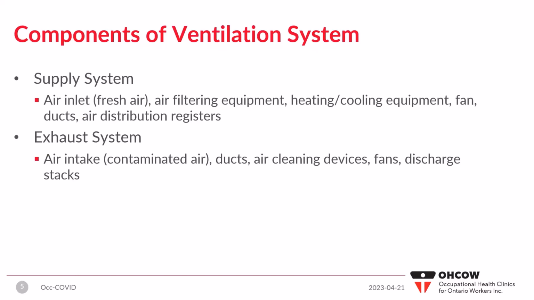When we look at a ventilation system, just briefly, there's the supply side and the exhaust side. The supply side has the air inlet, air filtering equipment, heating or cooling equipment, a fan, ducts, and then distribution registers. The exhaust side has the intake, so it's basically the reverse: ducts, air cleaning devices, fans, and discharge stacks.